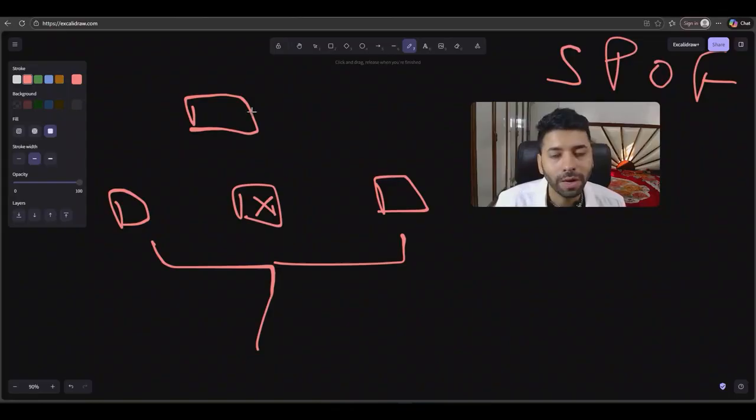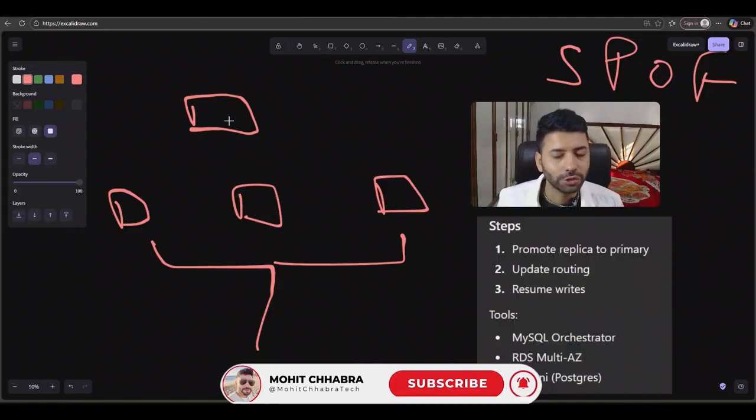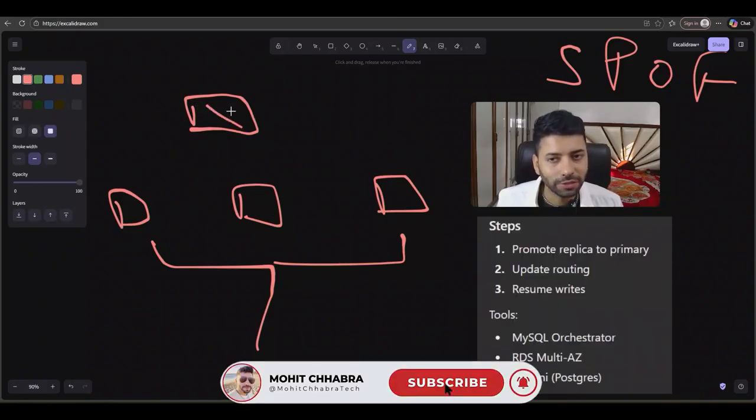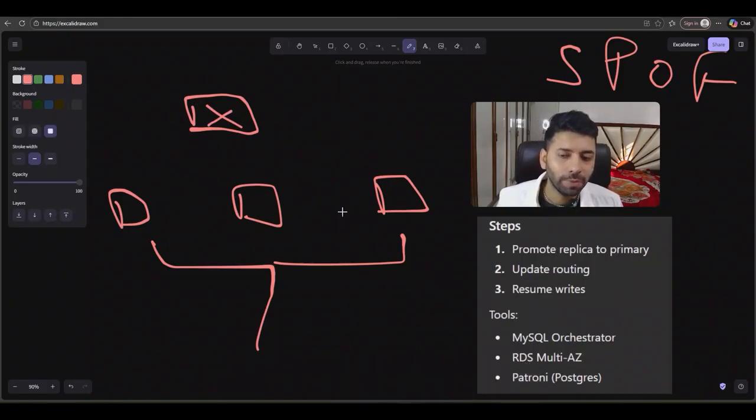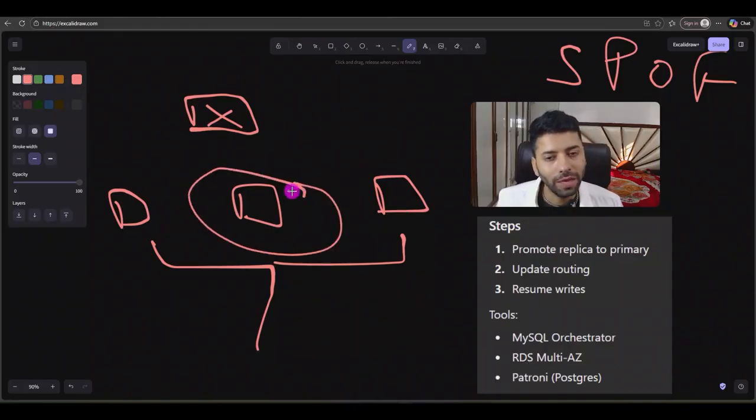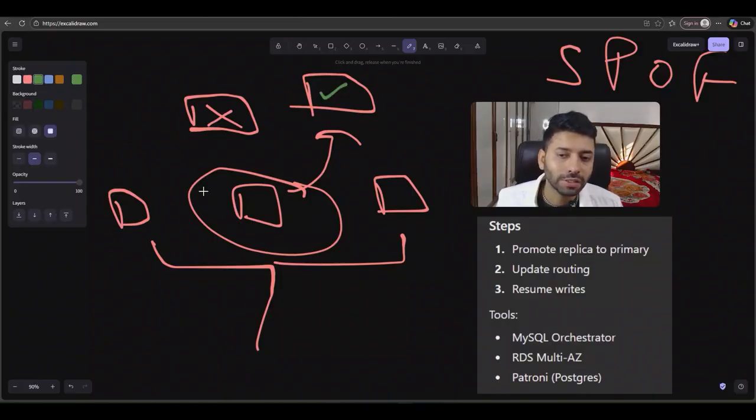But what if the primary machine, or your master machine, fails? Then how do we handle that? In case your primary fails, what you need to do is select one of the replicas. Say, for example, we pick this one, and we make this the primary one. So this will become the new primary. This was the old primary and this is the new primary which we took from the read replicas. So now this is not acting as a read replica machine, it is acting as the primary one.